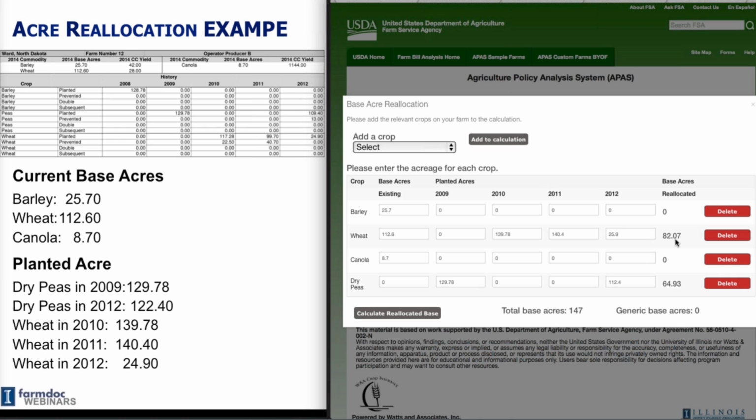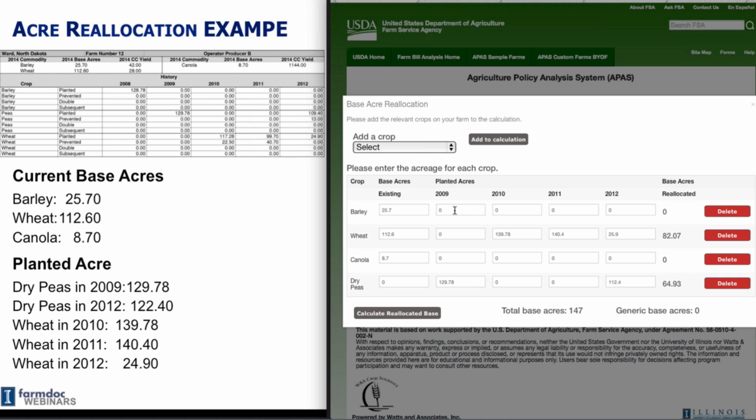Same thing on the base acre reallocation. At the FSA farm level, you're going to have your current base acres, the numbers here in the far left columns in the tool, or those calculated numbers based on the planted acreage history information that you enter. It's one or the other. It's really only the choice between your current or that reallocated number that's based on the regulations for calculating those.